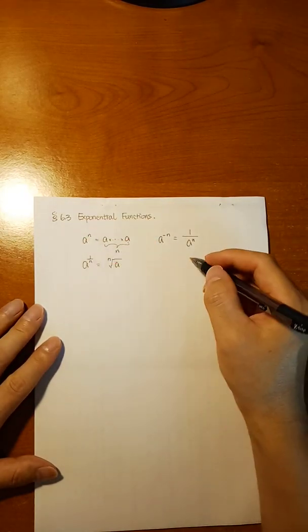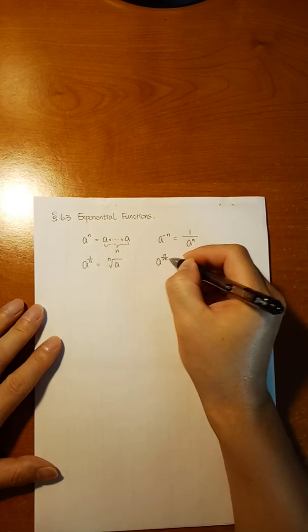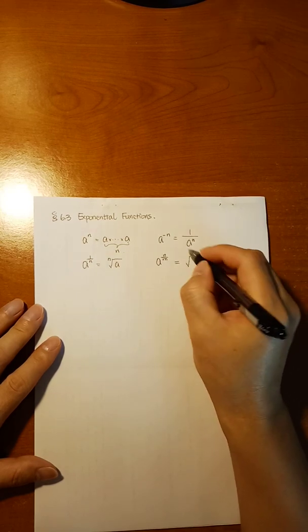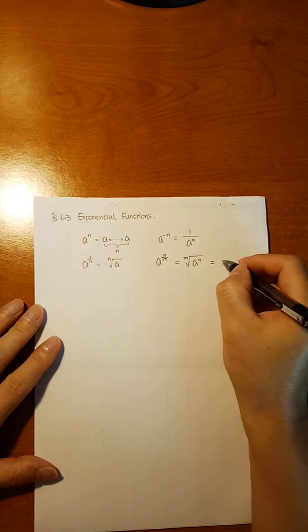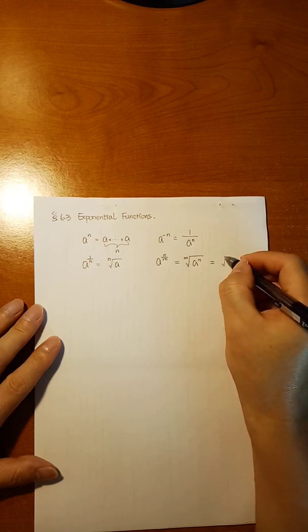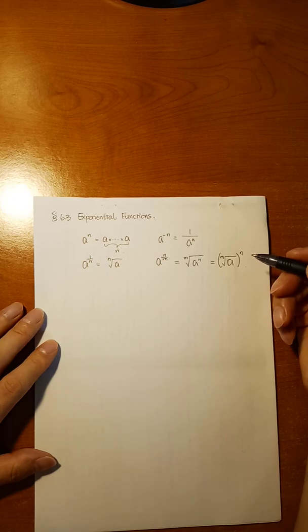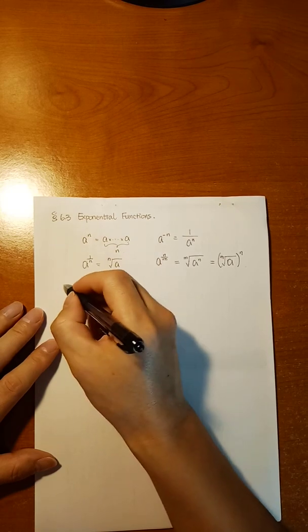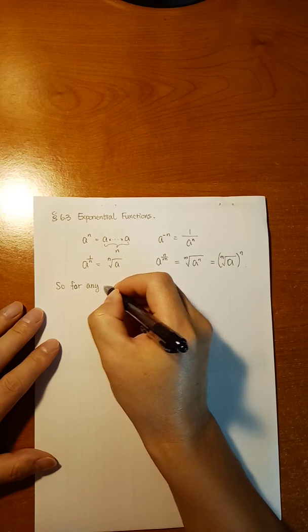Put all these things together, we can define the following thing: a to n over m, for arbitrary rational number n over m. It means you take nth power first, then mth root, or you take mth root first, then nth power. Okay, so this is the power function. So basically, we know the meaning of a to r for any rational number.